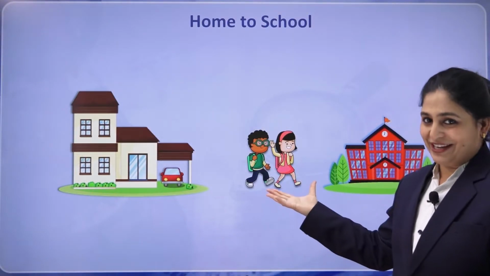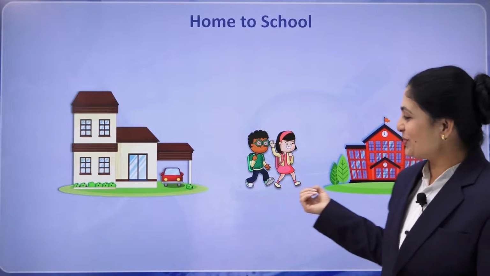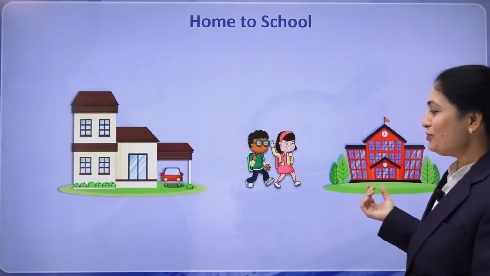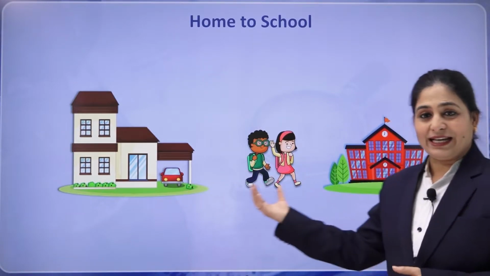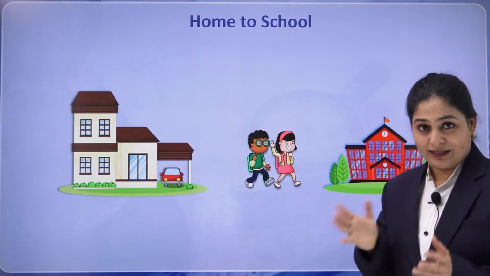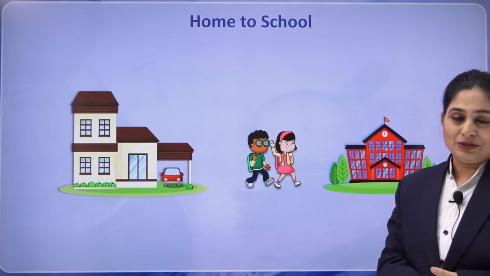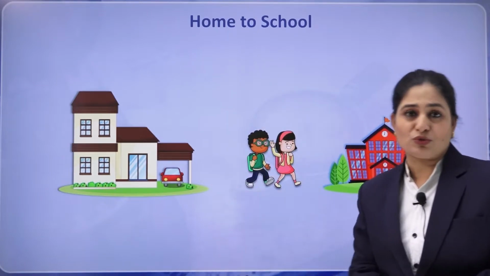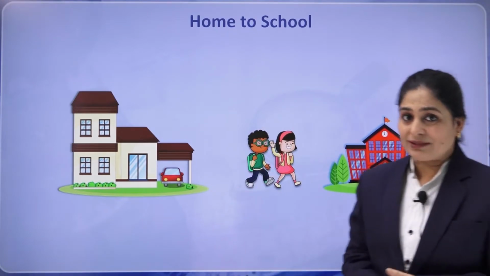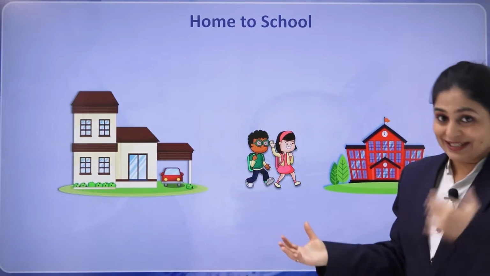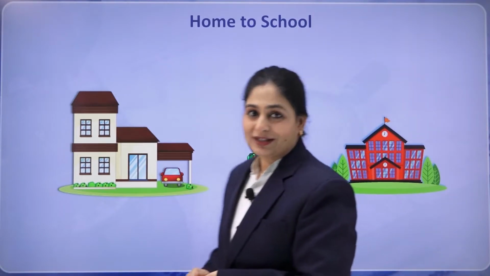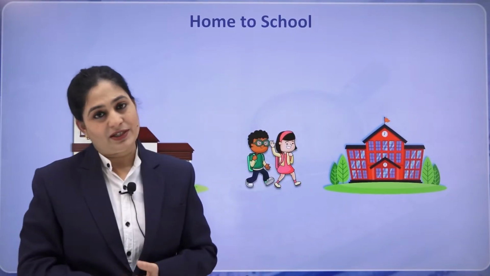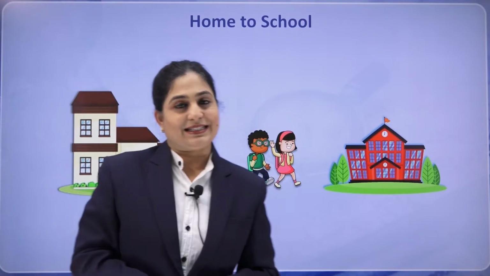Let's see. In this picture you can see that two students are moving from their home to school and they are very happy. You are also very happy going to school. They are covering some path, they are covering some distance. When I talk about moving from home to school or coming back from school to home, there is some path covered by these students, you children. The path that is covered is known as distance.